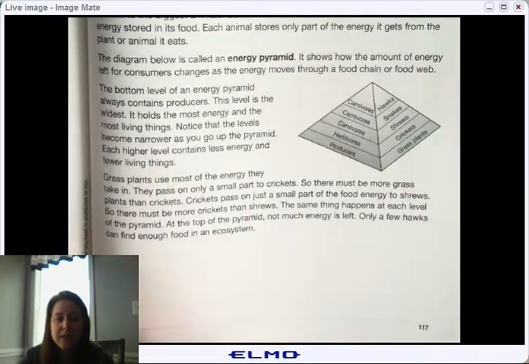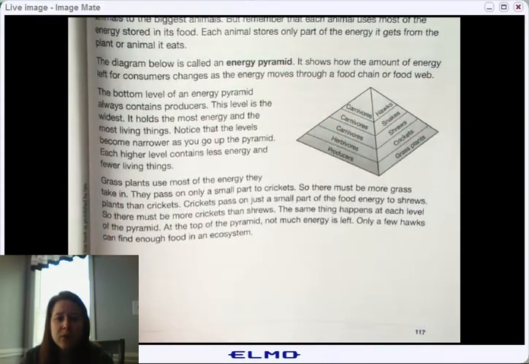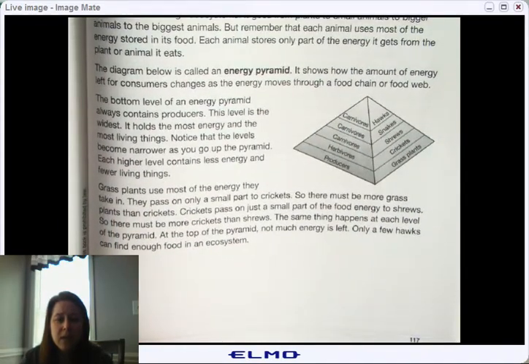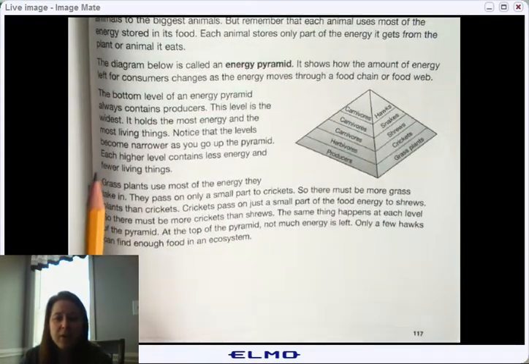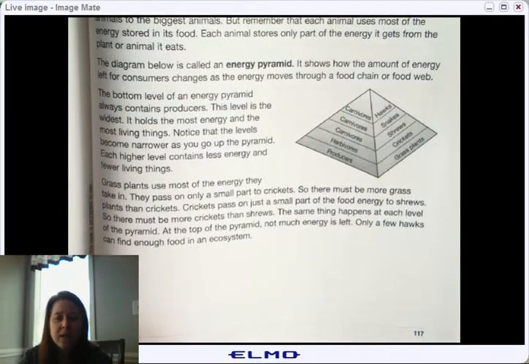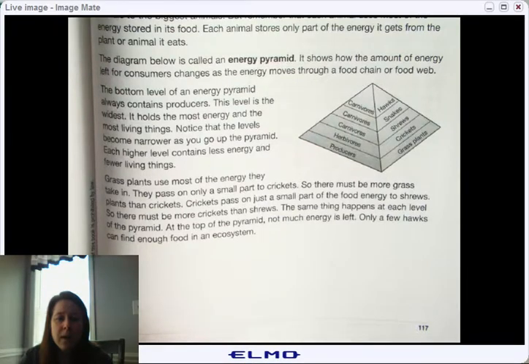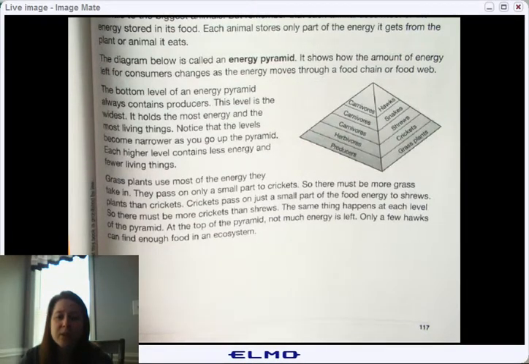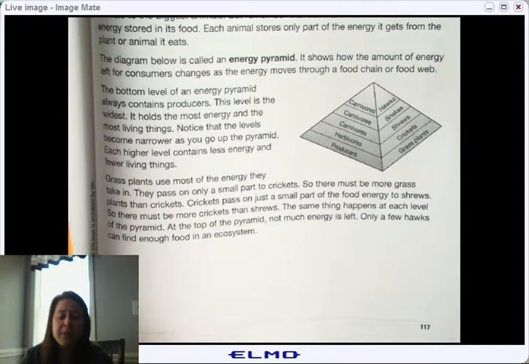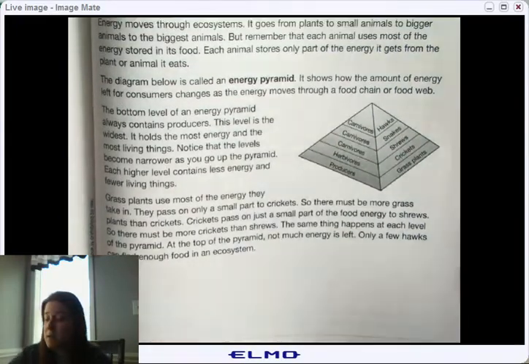Grass plants use most of the energy they take in. They pass on only a small part of it to the crickets. So there must be more grass plants than crickets. Crickets also pass on a small part of the food energy to shrews. So there must be more crickets than shrews. The same thing happens at each level of the pyramid. At the top of the pyramid, not much energy is left. Only a few hawks can find enough food in an ecosystem.